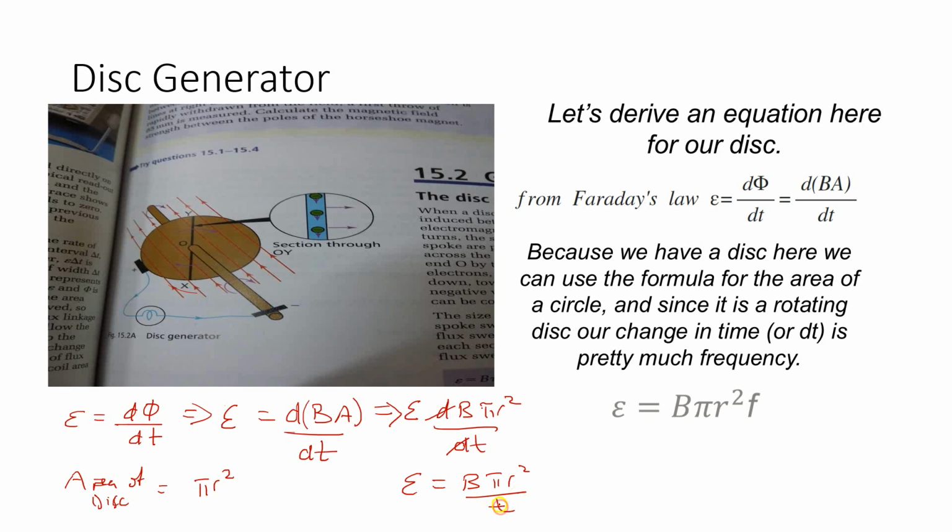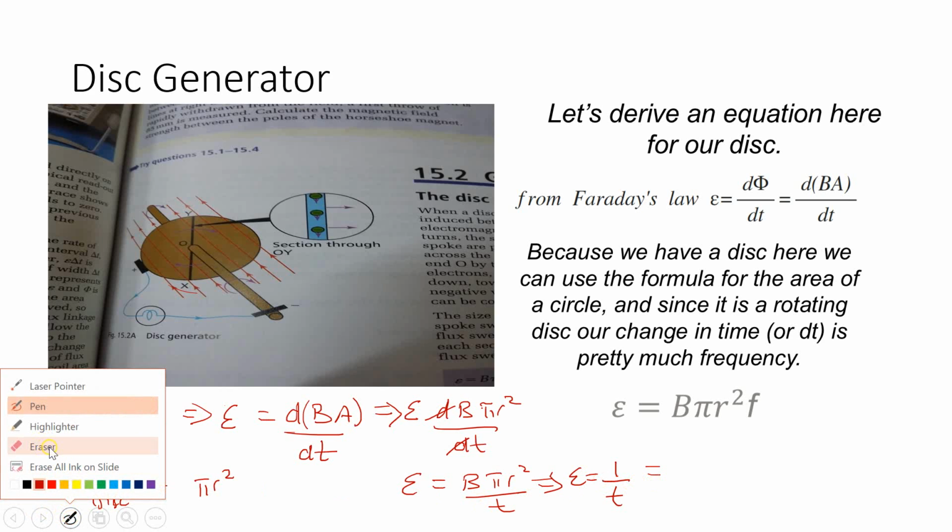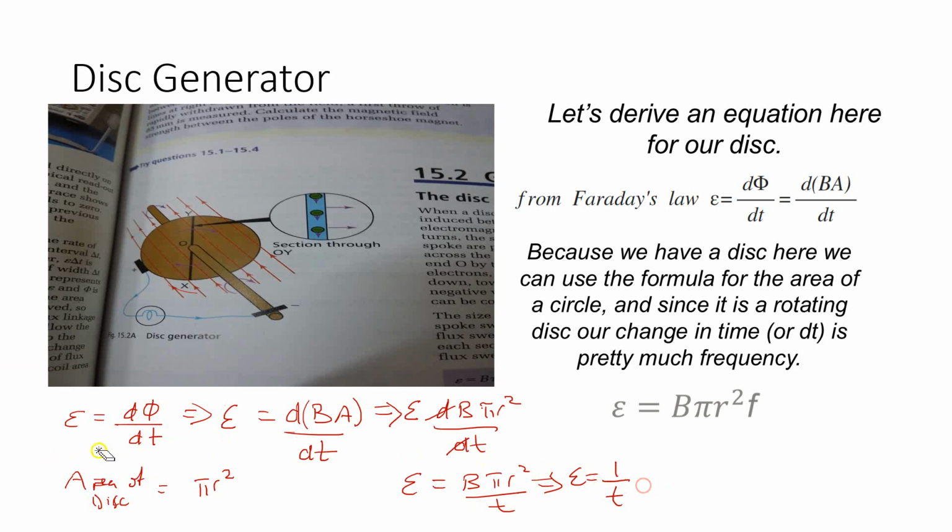We could rewrite this to say E is equal to 1 upon t times B, the magnetic flux, times pi r squared. But then if you can recall, by way of recalling, frequency is equal to 1 upon t.